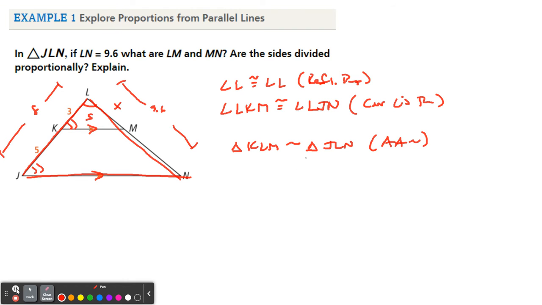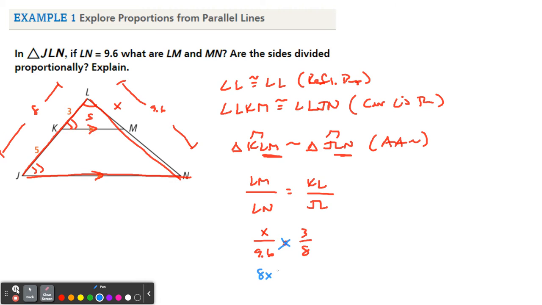So if I use the small triangle and the big triangle, I want to find LM. So LM over, well, LM are the second and third, so that'd be over LN, which I know. And then let's also use LK or KL, let's use KL, if you will, which is the first and second over JL. So I think I know all of these except for LM, right? LM is X. LN is 9.6. KL is 3. And JL is 8, right? I'm going to cross multiply.